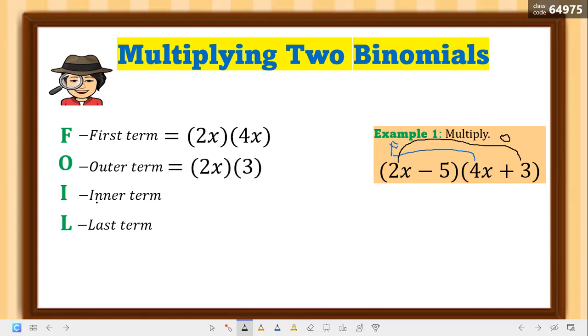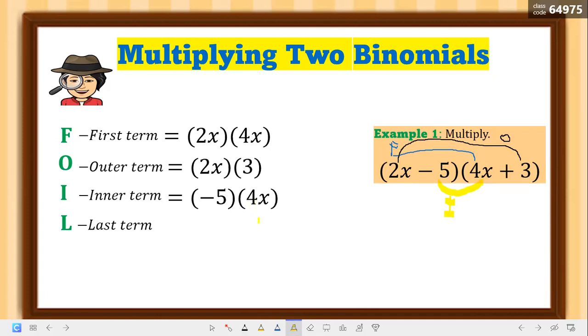Nasa naman dyan yung inner? Negative 5 and 4x po. Okay, very good. Negative 5 and 4x. So, ito yung ating inner term. Yung nasa loob sila. Okay, we have this inner or I. Kaya negative 5, don't forget the negative times 4x.